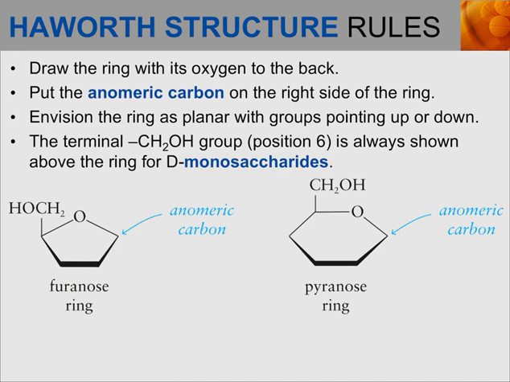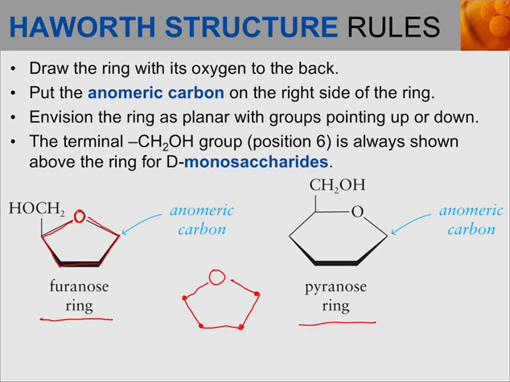All right. So when you're looking at a Haworth structure like these, what you want to do is draw the ring with its oxygen to the back. So if you have a furanose ring with 5 members, the O will be at the top, and then you can just draw the rest of the ring from there. And usually what I'll do is I'll draw the oxygen and then just make some dots for the other carbons, and then I'll just connect the dots.